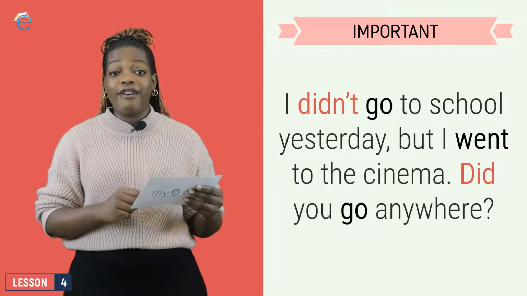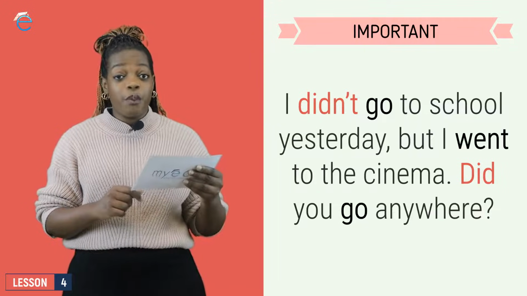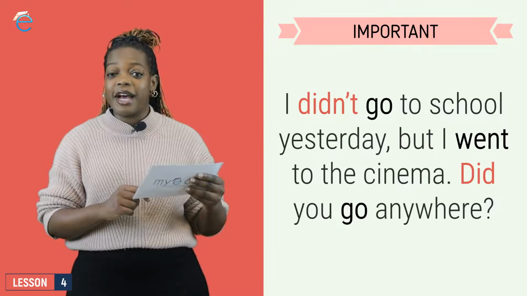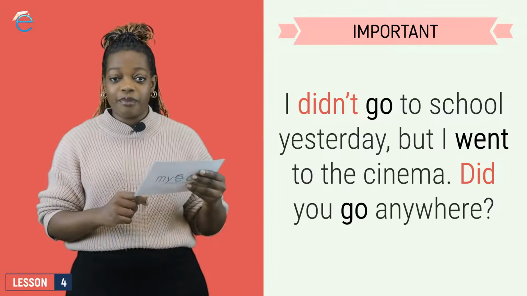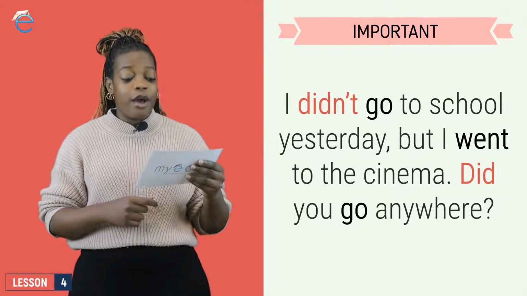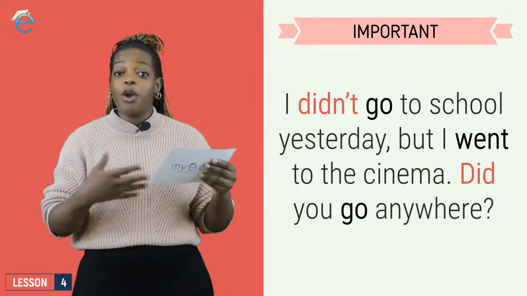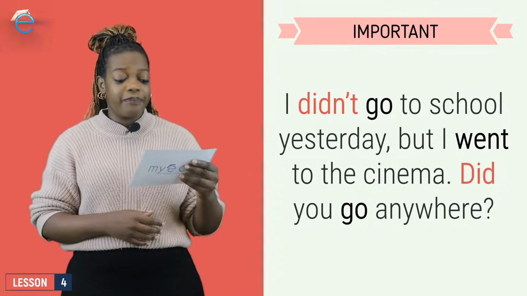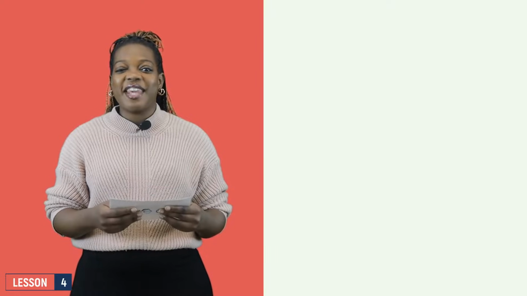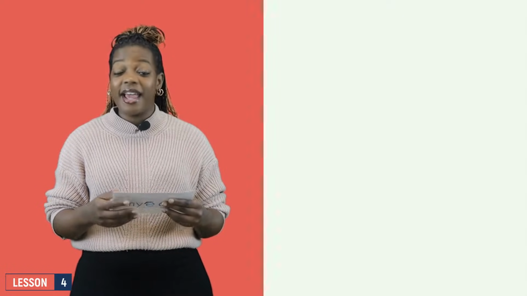Go is an irregular verb, so when it has didn't in its part, it becomes go. Normally, for its past form, it is went, but I went to the cinema. Did you go anywhere? And there you have it for the information related to simple past tense.